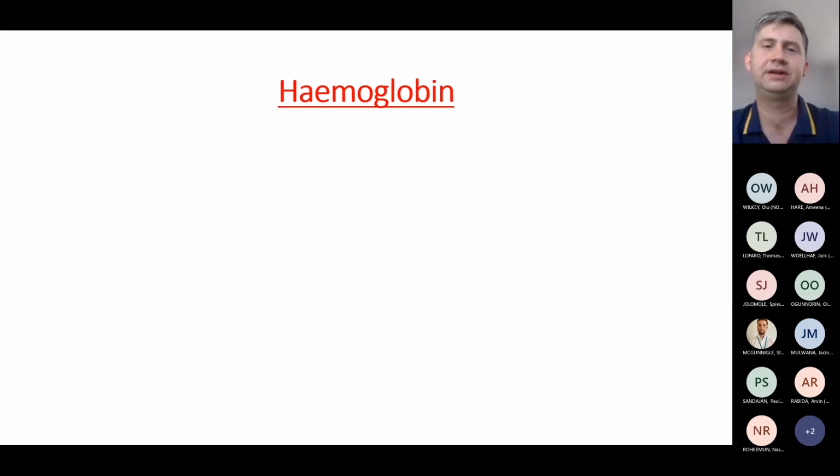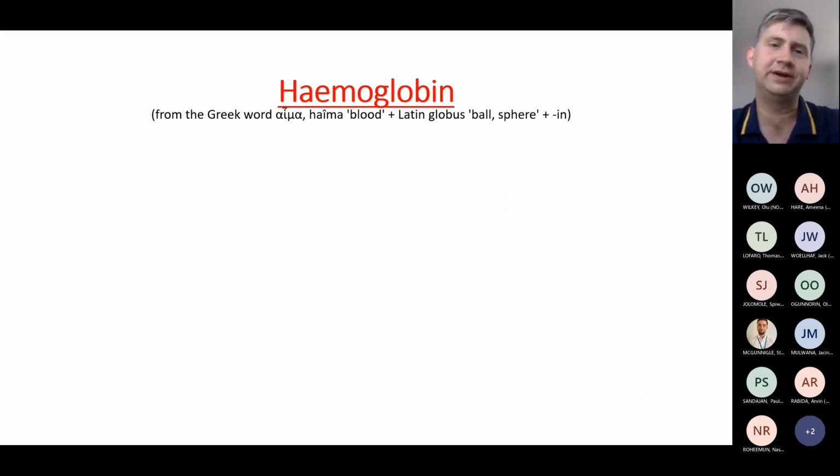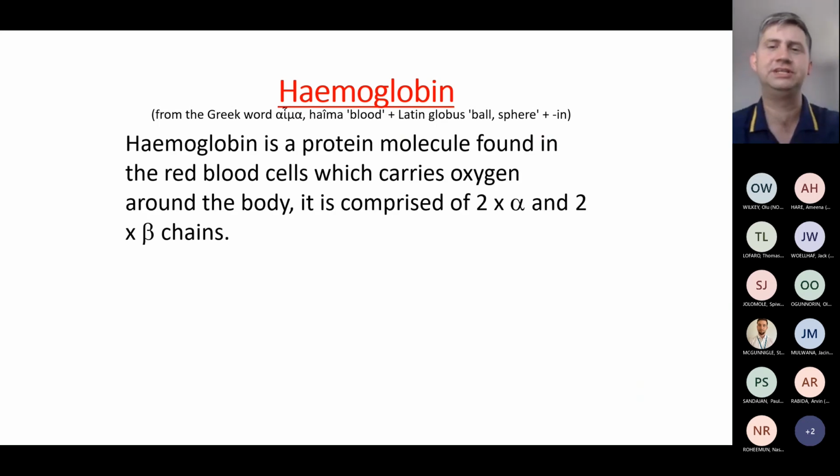So quick basic pathophysiology now for you guys. Haemoglobin, as we know, is a mixture of Latin because we love Latin in medical terms. It's from the Greek word haema, which means blood, and Latin for globus, or bulb sphere, plus the -in at the end, because why not? And we know haemoglobin is a protein molecule found in the red blood cells, which helps carry oxygen. It's iron rich, and it helps oxygen go around the body. It's comprised of 2 alpha and 2 beta chains, and we know sickle cell is a beta chain disorder.